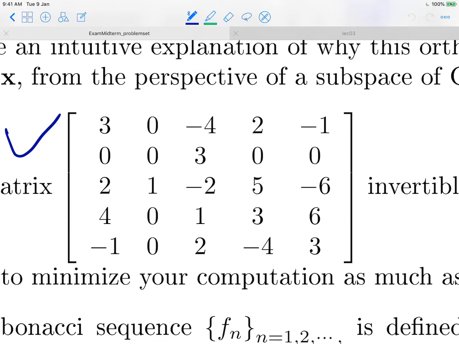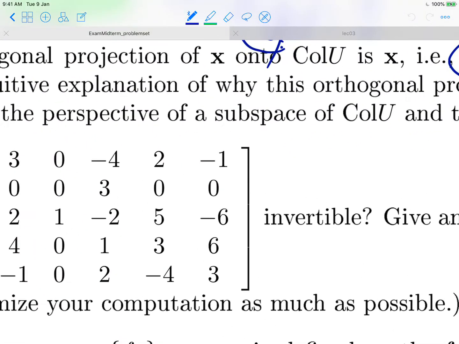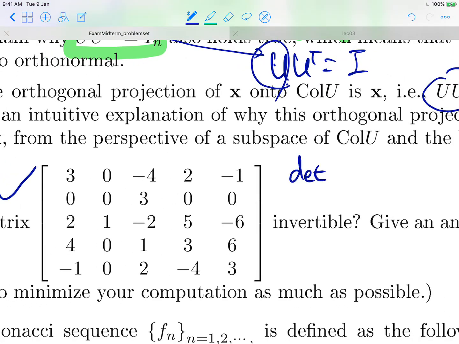Okay, so let's continue. Given this matrix, we are talking about the determinant of a matrix. If the determinant of A is 0, it means the matrix is singular or non-invertible, and if it is not 0, then it is non-singular or invertible, right? And also again, the determinant is defined only for the square matrix. It doesn't make sense to discuss the determinant for a rectangular matrix.